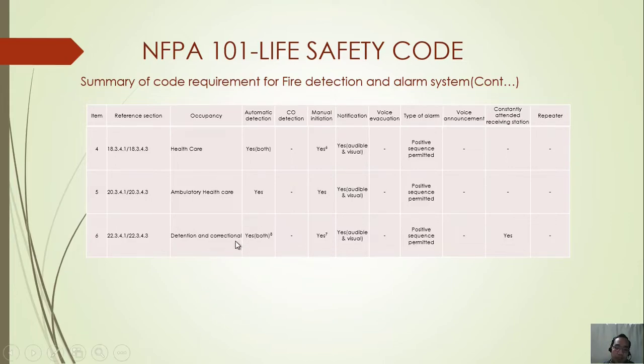Detention and correctional, prison, no? So detection, yes, both sprinkler and automatic fire detection is required. Initiation, manual, yes. So there are some notes there, like what I said, we will check it later on. And notification, no need for voice, only audible and visual is enough. Means horn strobe only is enough. Type of alarm, positive sequence permitted.